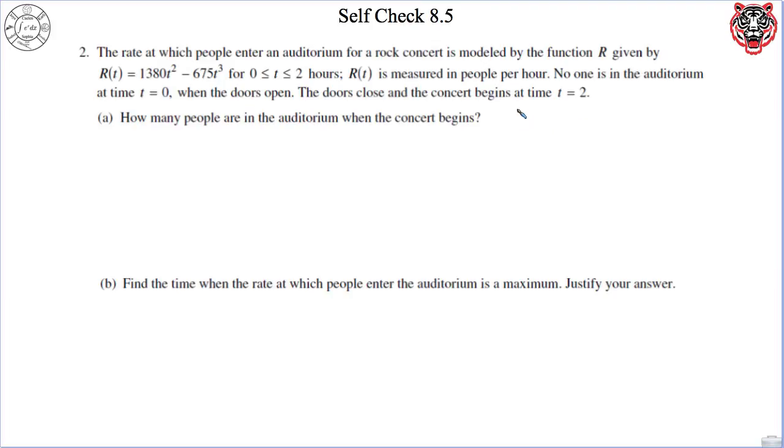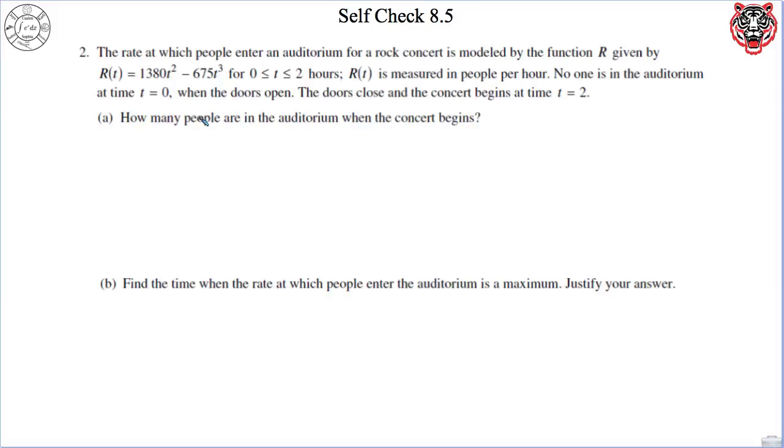So we have a rock concert, and our equation is the rate of people entering the auditorium, and at 2 hours no one is permitted. No one is in the auditorium to start, so our initial condition is 0. And the doors close at time equals 2. Okay, so how many people are in the auditorium when the concert begins?